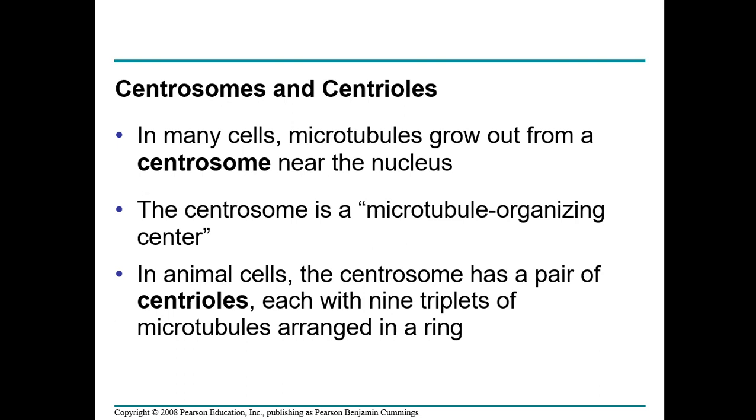In animal cells, the centrosome has a pair of centrioles. So, dalawang centrioles. Okay? So, each with 9 triplets of microtubules arranged in a ring. So, if you're going to look, this is another extra task. So, pag-aralan nyo yung sa cell division ng cell. If you're going to look at that particular part of the cell, yung microtubules, you'll see kung ano yung kanyang structure. It's 9 triplets. So, parang ganito.